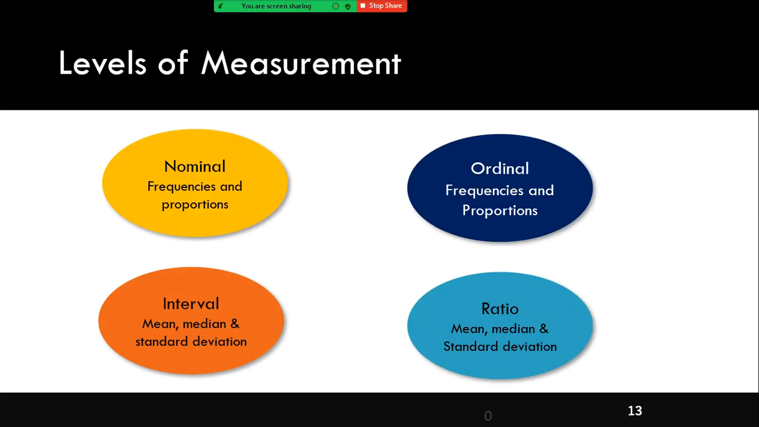Now the question is, why should I know the levels of measurement? Knowing the level of measurement helps us decide how to interpret the data from a variable. So what is a variable? A variable is anything that can take on different values across your data set. For example, salary is a variable.